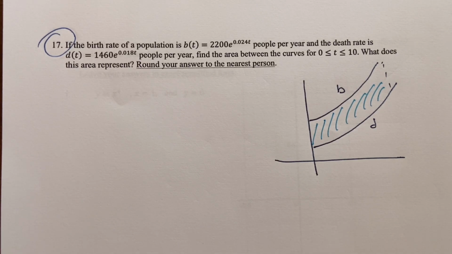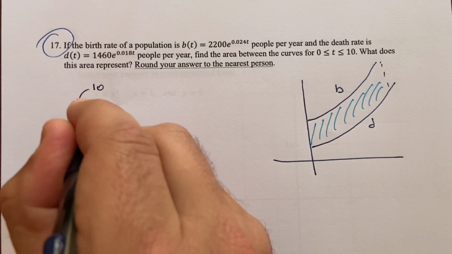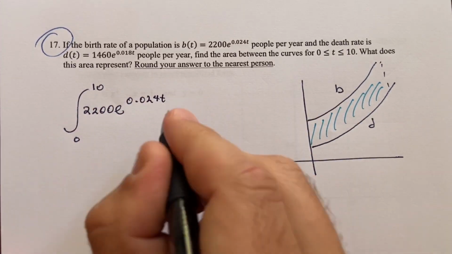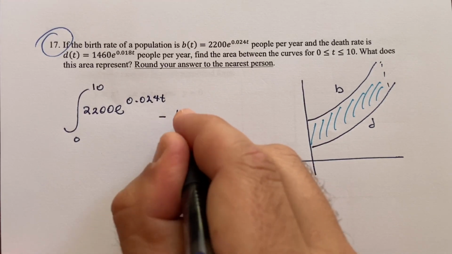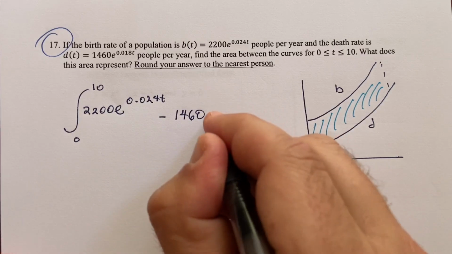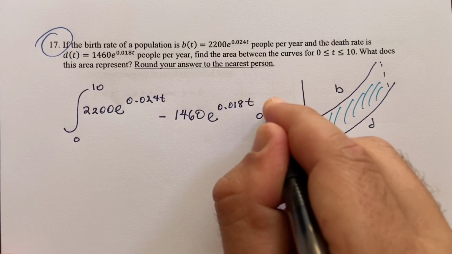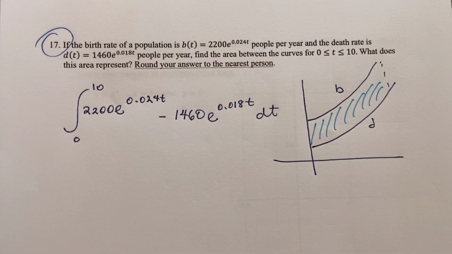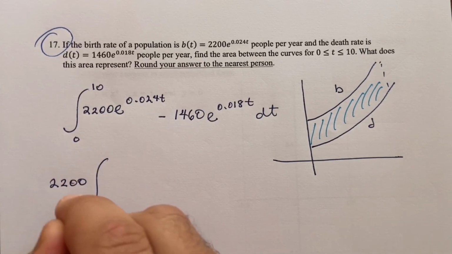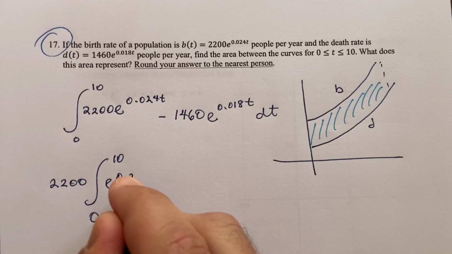So if we integrate from 0 to 10 this 2200 e to the 0.024t model, and then subtract this death rate model, we are finding the area between them. I'll split that up into two integrals to make things a little better, and bring the constants out front as well. Oops, missed a 0.